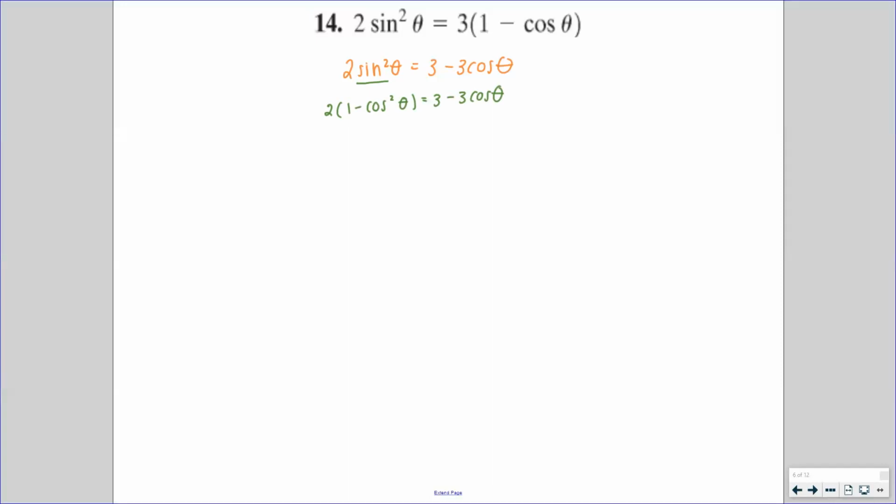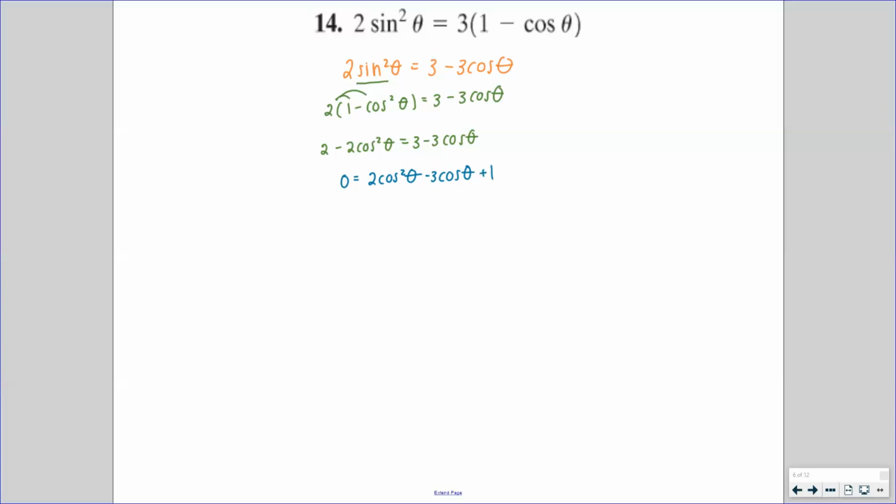So before I do that, I do need to distribute the 2 into both of these terms. 2 minus 2 cosine squared theta is equal to 3 minus 3 cosine theta. And I'm just going to move everything to the right-hand side. I'm going to make the coefficient of cosine squared positive because I don't like to factor anything with a leading coefficient that's negative. Just a preference. All right, so I'm going to get 2 cosine squared on the right-hand side minus 3 cosine theta, and then that's going to be plus 1.